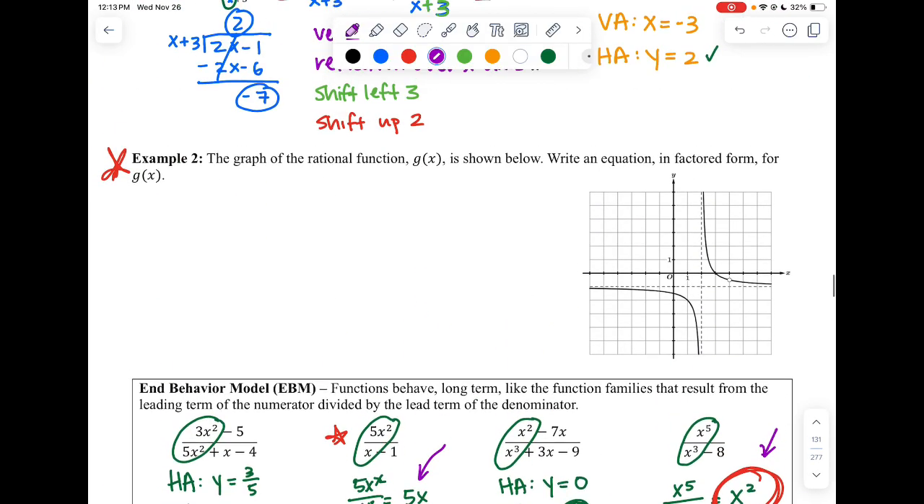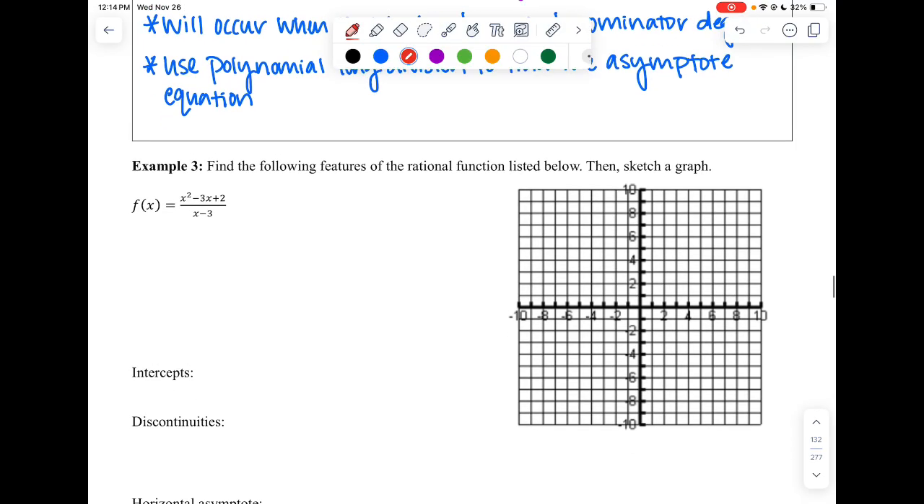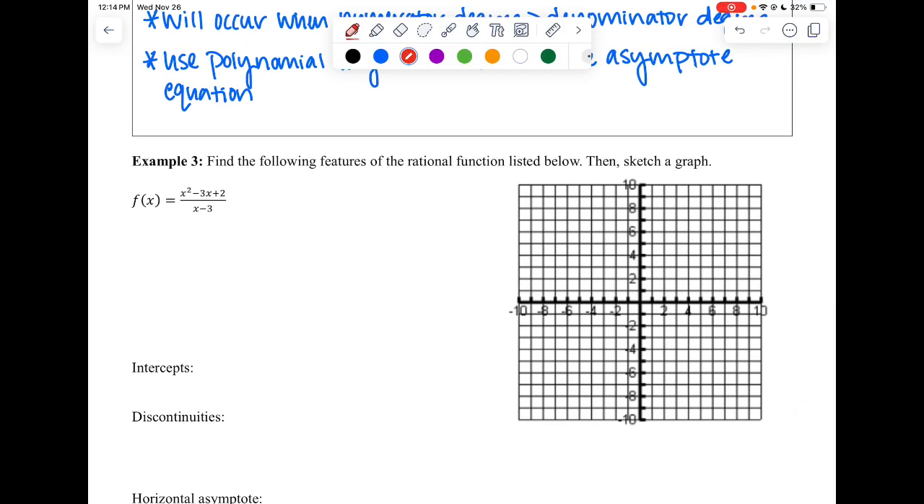I'm going to flip back one page, but we actually already saw this. In example 1b, when we rewrote our function using long division, we saw that the vertical shift was 2, and that meant that that was what our horizontal asymptote was doing. So using long division can rewrite it into a new form where we can see that asymptote stand out to us. So here's the example that we're going to look at. We're going to sketch the function and list a bunch of features.